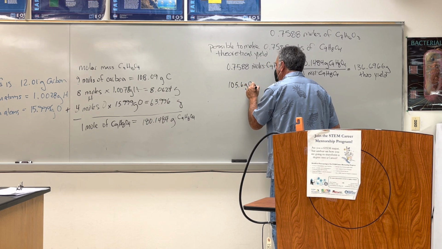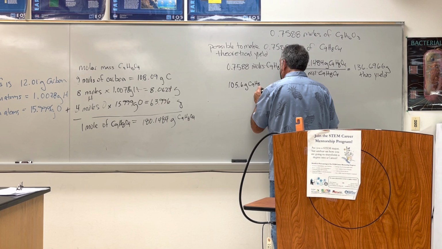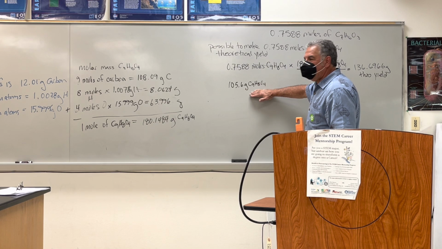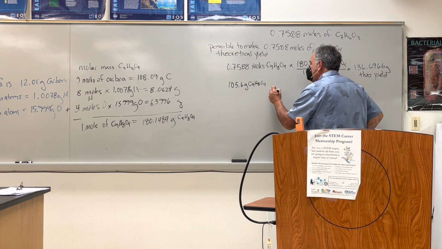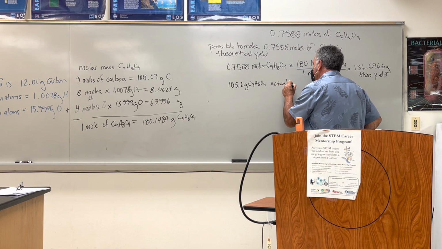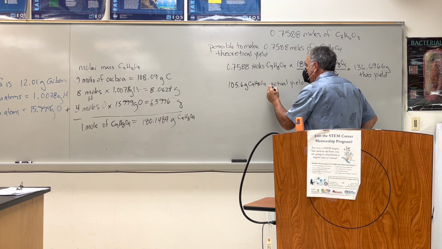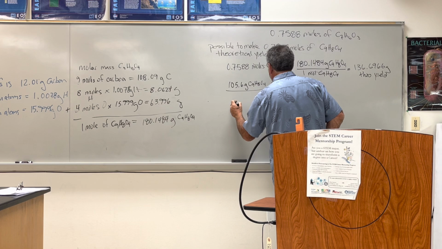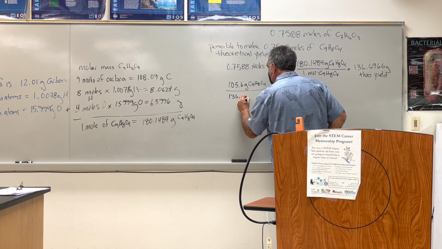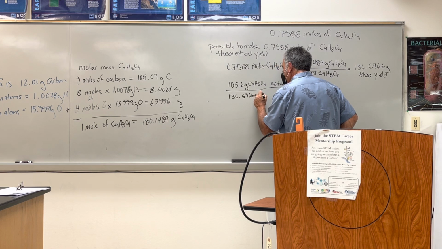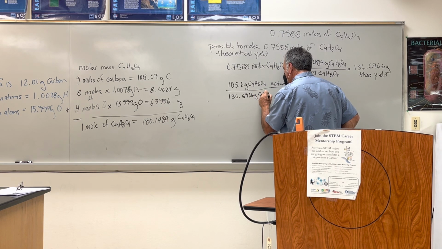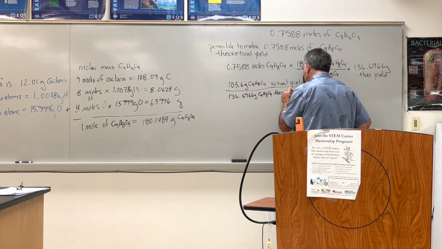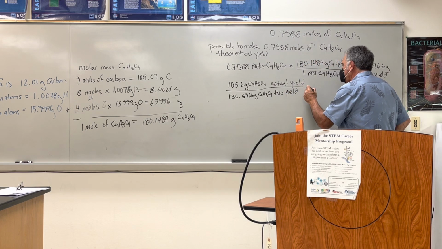Grams of C9H8O4. And you know what? You've probably written this down enough times now that you know that aspirin is C9H8O4. Actual yield, and then 136.6966 grams is the theoretical yield. I'm just going to call that theo. And then times 100%.